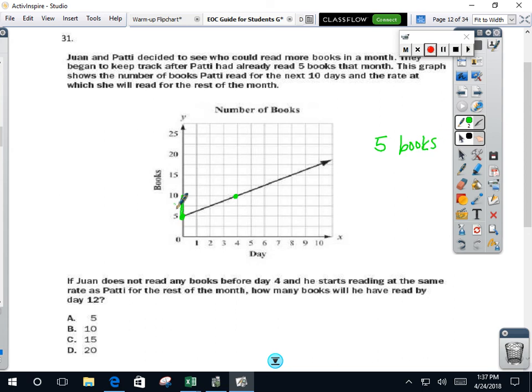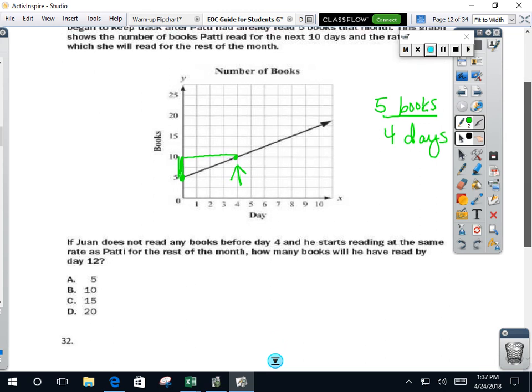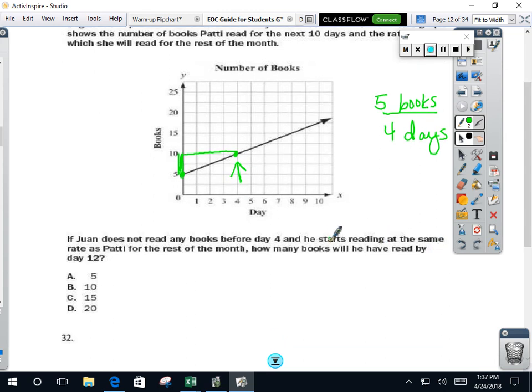From 5 books to 10 books is a rise of 5 books over what time period? 4 days. So that is her rate, 5 books every 4 days. Now remember, they said that Juan reads at the same rate, but he doesn't start reading until day 4. So how many books will he have read by day 12?